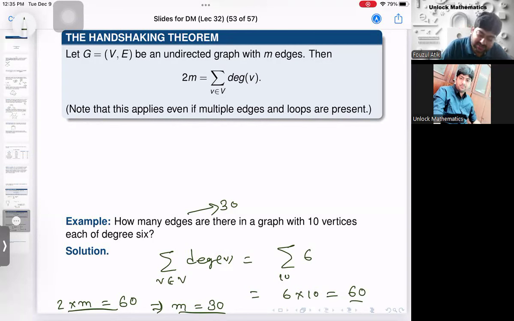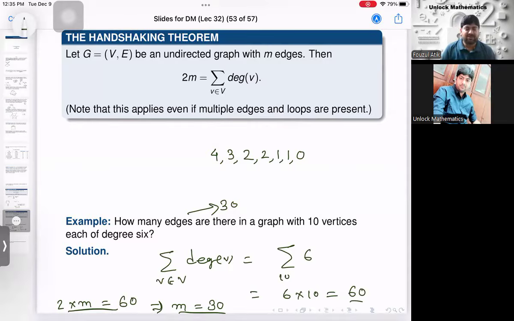One more concept. Suppose I am giving you a graph, maybe I'm giving an example of some degrees. You tell me whether it will form a graph or not. I'm giving 4, 3, 2, 2, 1, 1, 0. Is it possible that it will become the degrees of a graph?